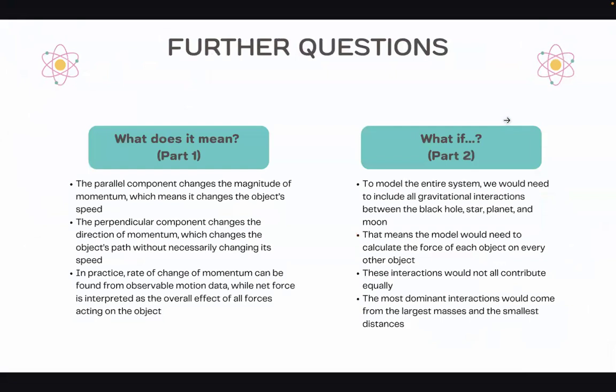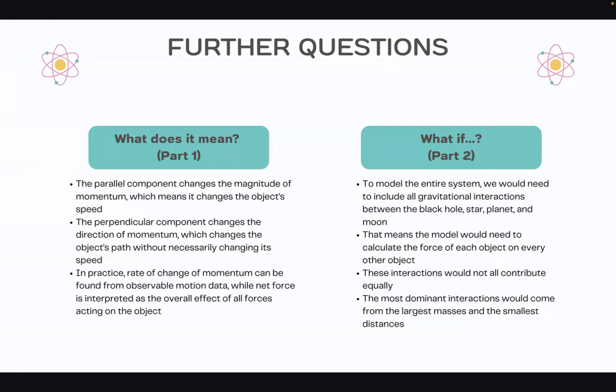And finally, for the further questions, for what does it mean in part one, mathematically, the net force and the rate of change of momentum are the same since F net equals dp over dt. The difference is in interpretation. The rate of change of momentum can be found directly from motion data, while the net force represents the combined effect of all forces acting on the object. Also, the parallel component changes speed, while the perpendicular component changes direction.